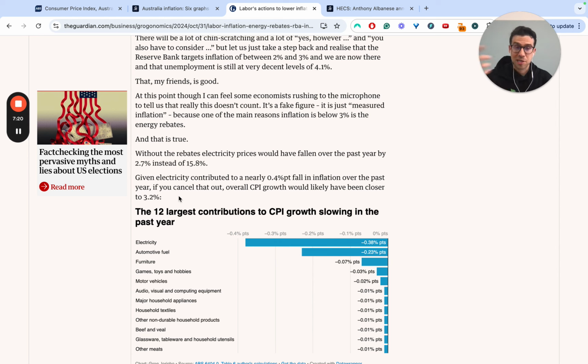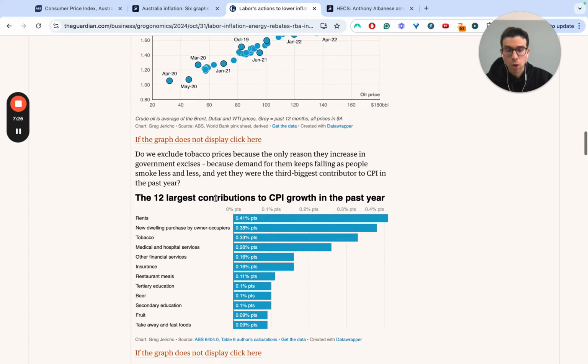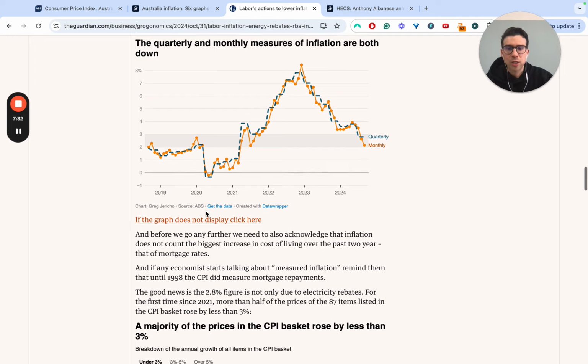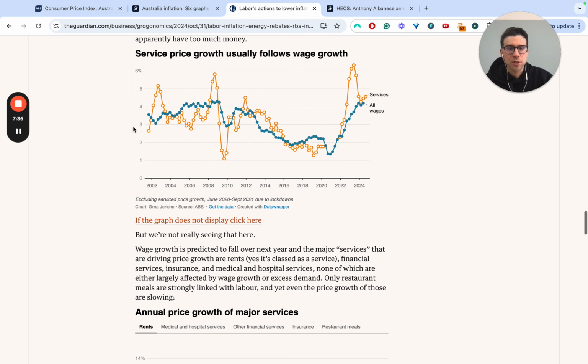Now, of course, that's headline, not underlying, but it's still a relevant point that you can make. His point as well is very similar to the Sydney Morning Herald article in terms of the drivers that are causing this. And the real challenge is that at the end of the day, service price growth is continuing to occur, and it usually follows wage growth, right?